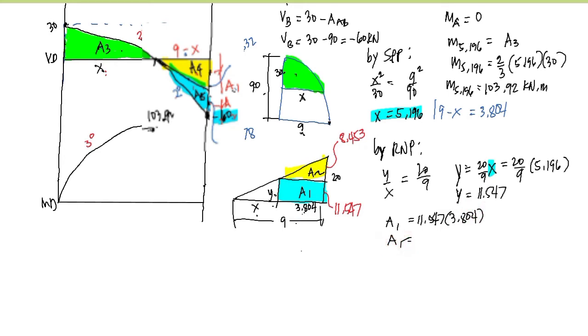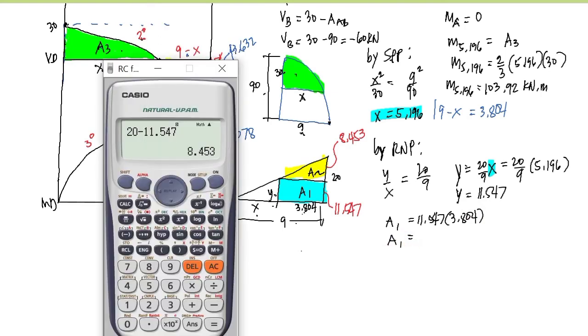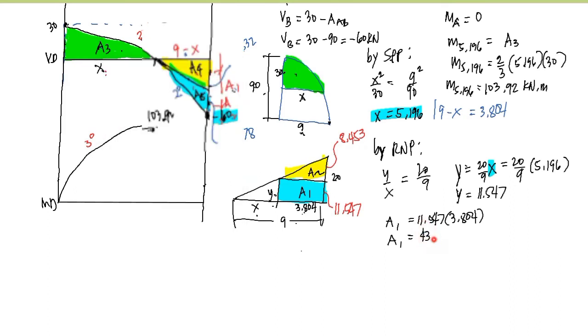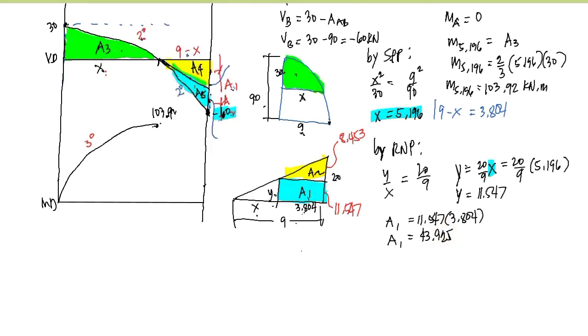So area 1 is equal to 11.547 multiplied by 3.804, which is 43.925. So that is area 1. The magnitude of this area 1, which is the height, or which is the base of this triangle, is 43.925.